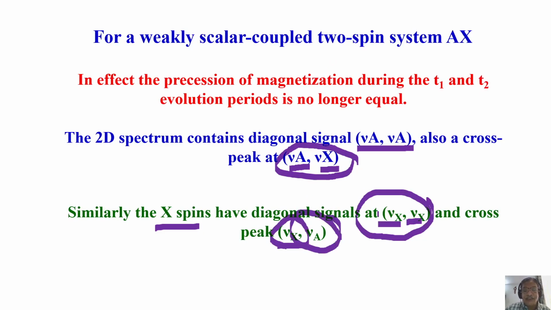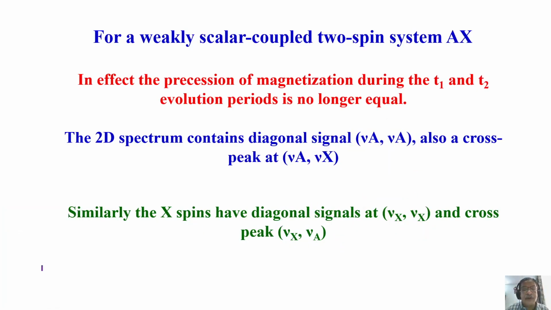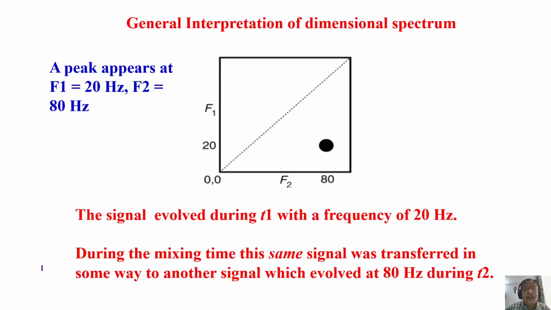You understand? In the 2D spectrum, you get diagonal peaks whose frequency remains the same in both the dimensions, and whose frequencies are different in both the dimensions come as cross peaks, which is true for A spin, which is also true for X spin. And I took the example of a weakly coupled two spin system to understand this. I suppose you got the point now.